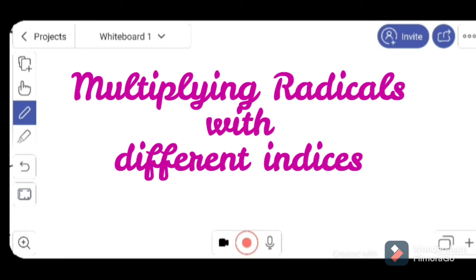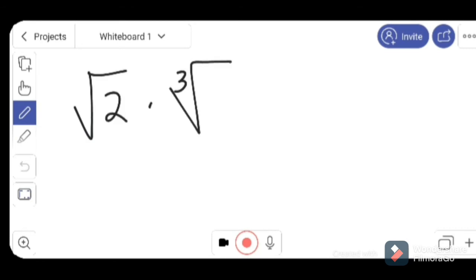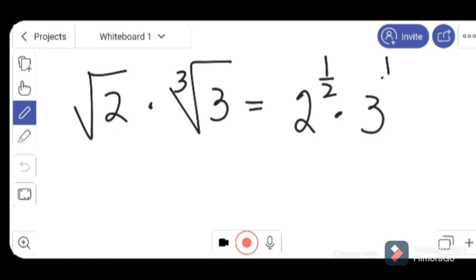What if we have different indices? Example, square root of 2 times cube root of 3. So first, we are going to transform the radicals to powers with rational exponents. So that would be 2 raised to 1/2 times 3 raised to 1/3.